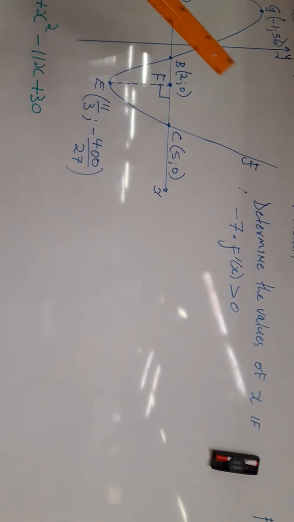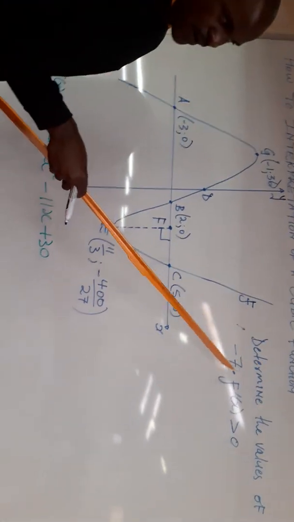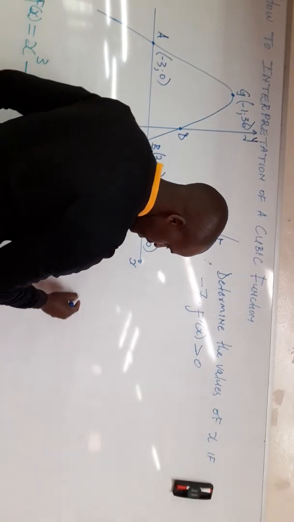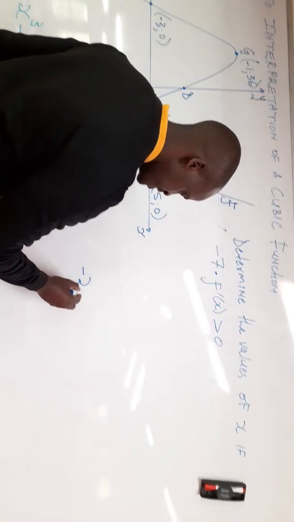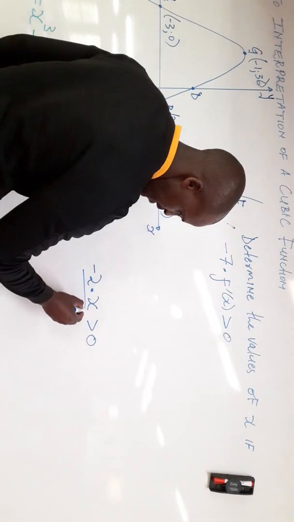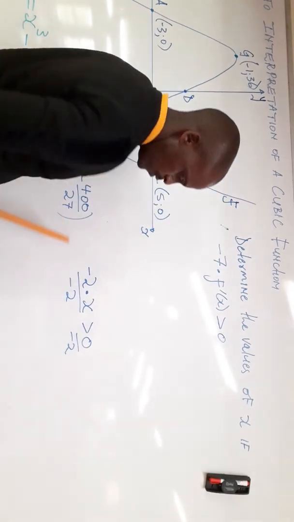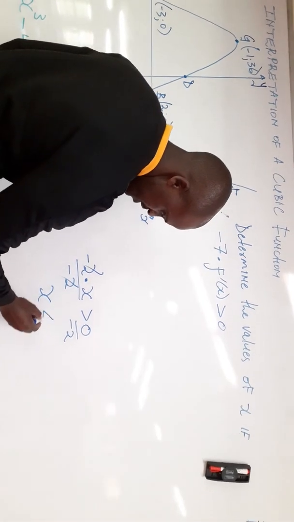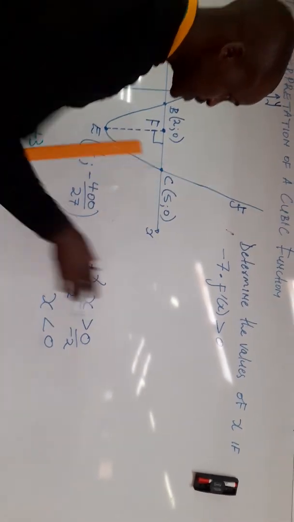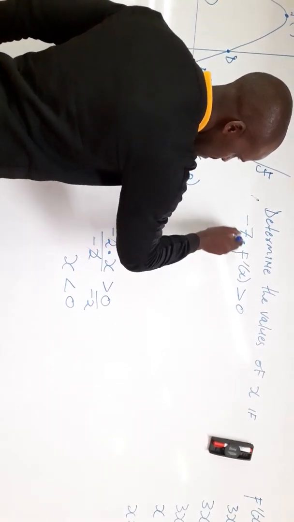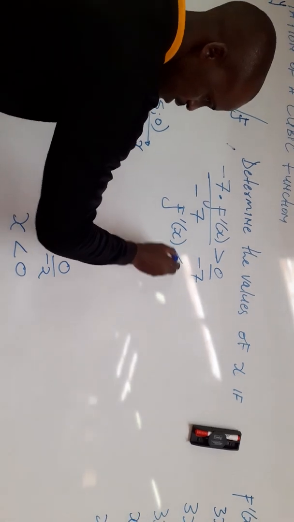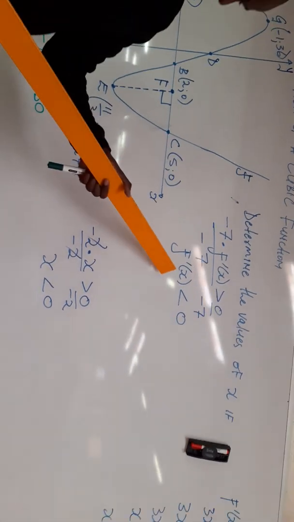Right. We are multiplying by a negative, which means that when you multiply by a negative, the inequality sign changes. Let's see. If you have negative 2 times x greater than 0, and you are to solve here, we divide by negative 2. Once dividing by a negative, the inequality sign changes. x will be less than 0. The same thing here: when you divide by negative 7, this will give us less than 0.